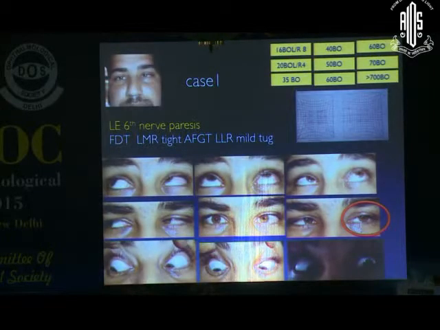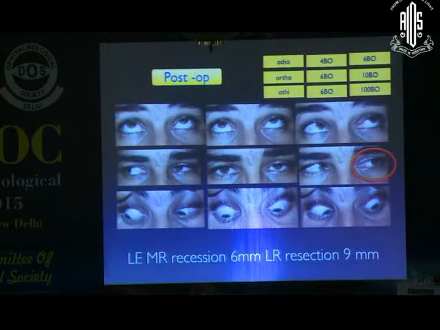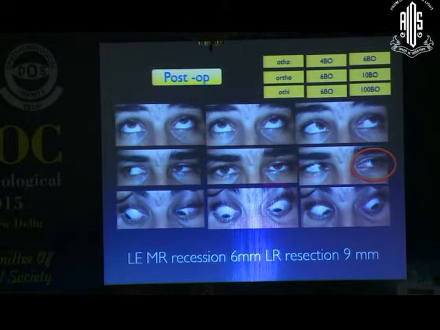So this is the first patient. He had esotropia in the primary position of around 50 prism diopters. You can see the eye is going beyond midline. And on the FDT, MR was tight, so you have to resist the MR. And on AFGT, you could feel there was a mild tug. So we did an RNR in this patient and we were able to tackle it quite nicely. You could see the abduction has also improved and in the primary position, the esotropia has corrected.